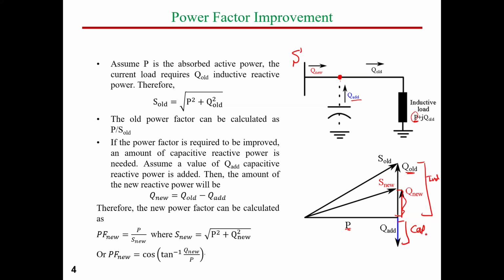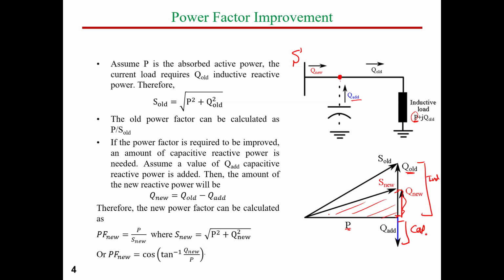And the net Q will be this part from here to here, which is nothing but Q old minus Q added. Okay. So in this case, guys, our new apparent power S new would be square root of P squared plus Q new squared. So if you would like to know the new power factor, you can get it from the new triangle.